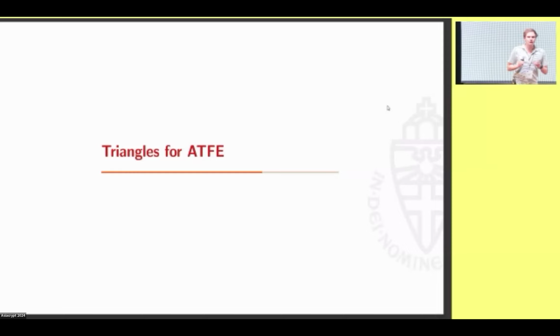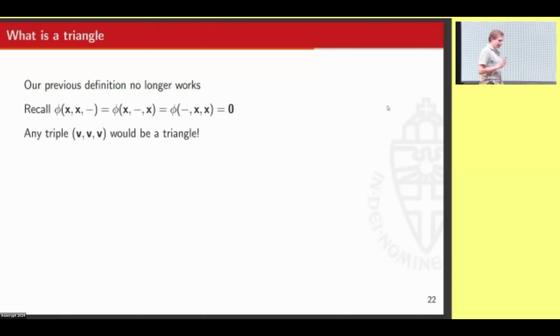So now I talked a lot about the tensor, about the METS case, and tensor isomorphism in itself. But let's take a look at what's going to be different for ALTEC and the ATFE case, because these graphs are indeed a little bit different. And the problem is basically that if we look back at the definition for alternatingness, we see that if we apply two times the same vector, then we always get identity 0. So basically, any triplet VVV would be a triangle. So we cannot hope to have unique triangles anymore.